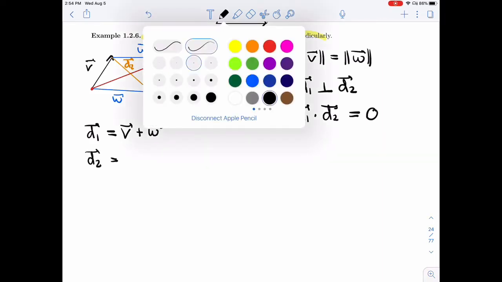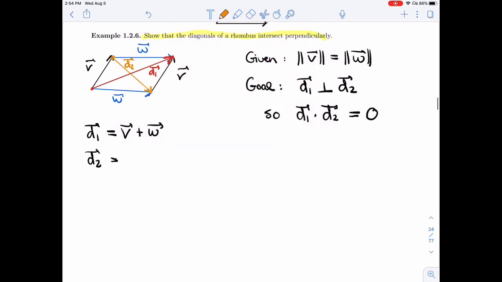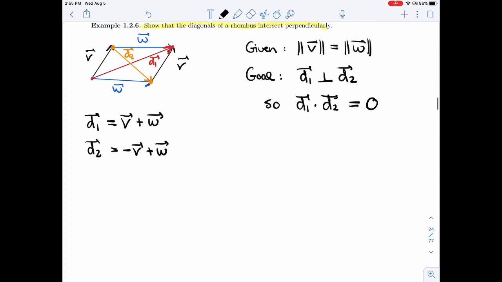Now D2 is the orange one. So if I start at this point and end at this point, I'm going to go the opposite direction as the arrows for V. So that's minus V, and then the same direction as the arrows here. So this one is minus V plus W. So I'm ready. I want to compute D1 dot D2, and I want to show that it's 0. So D1 dot D2, I'll replace it with V plus W dot minus V plus W.